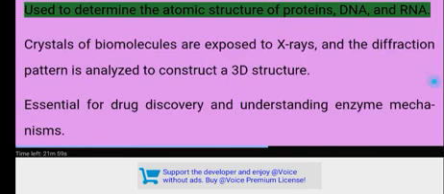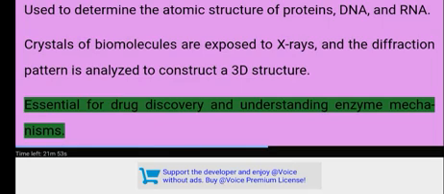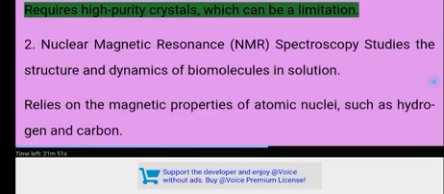1. X-ray crystallography. Used to determine the atomic structure of proteins, DNA, and RNA. Crystals of biomolecules are exposed to X-rays, and the diffraction pattern is analyzed to construct a 3D structure. Essential for drug discovery and understanding enzyme mechanisms. Requires high purity crystals, which can be a limitation.